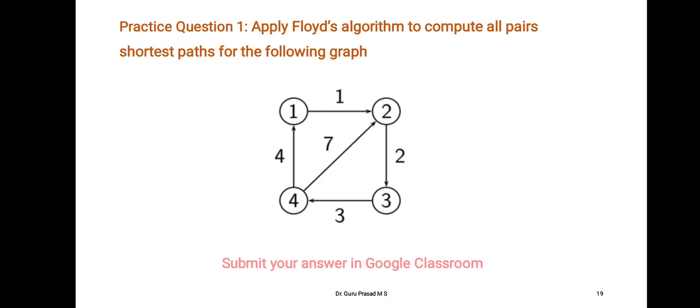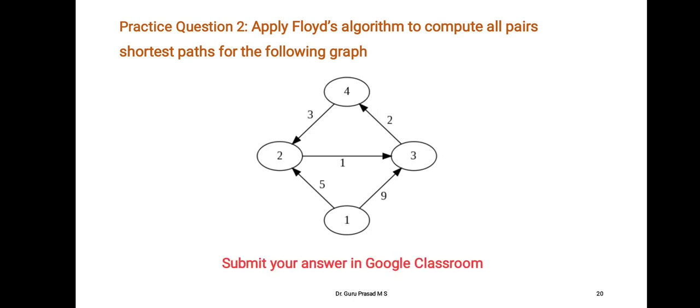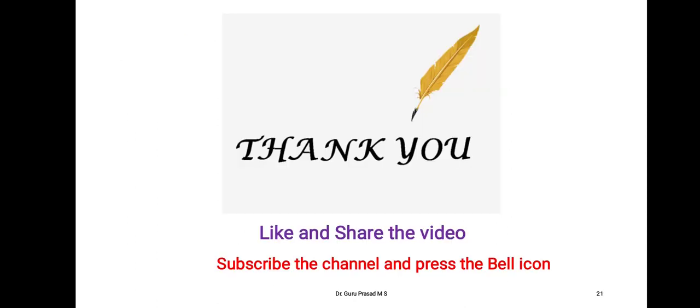Practice question 1. Apply Floyd's algorithm to compute all pair shortest path for the following graph. Students, solve this problem and submit your answer in Google Classroom. Practice question 2. Apply Floyd's algorithm to compute all pair shortest path for the following graph. Students, solve this problem and submit your answer in Google Classroom.